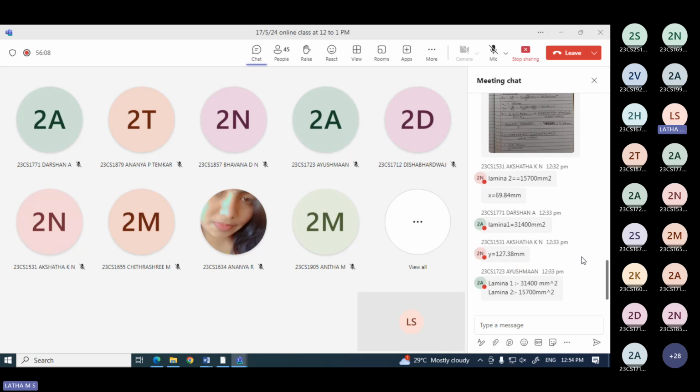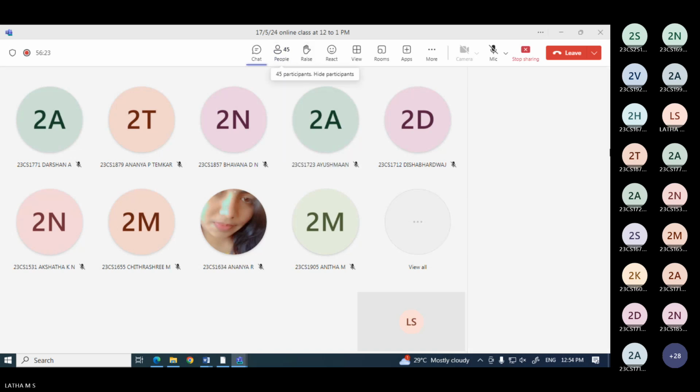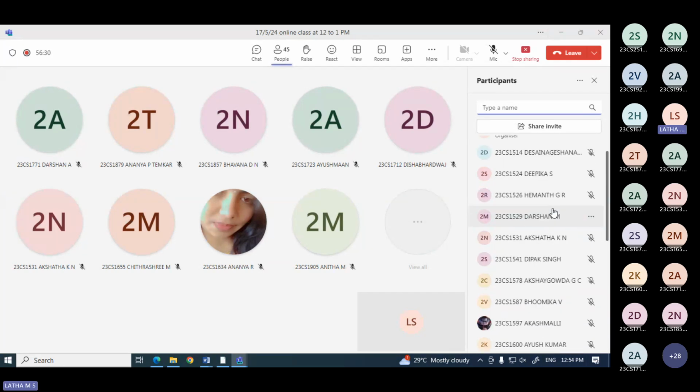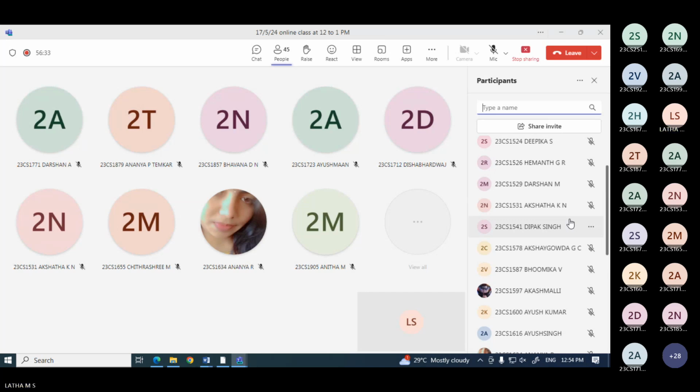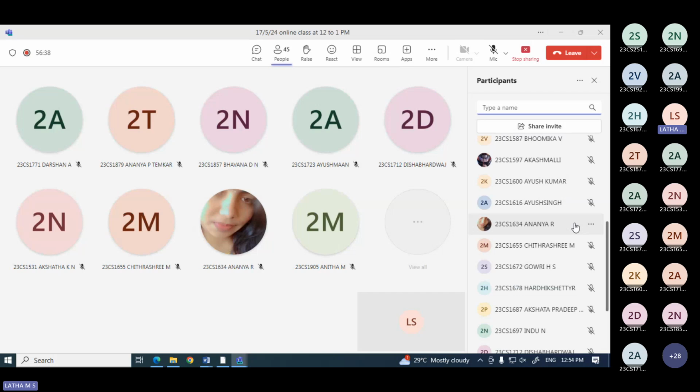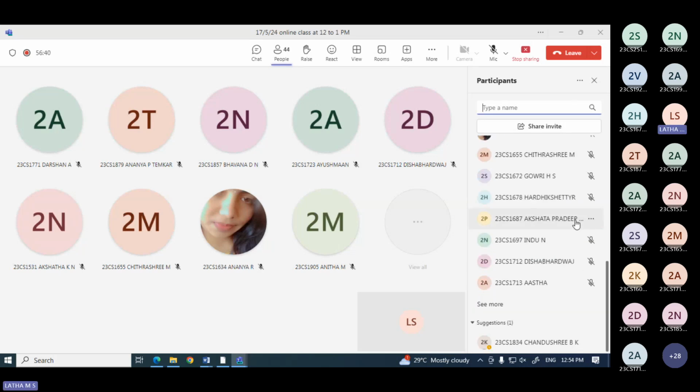Aishman, you're typing that. Akshata, you're typing. Where is it you're working? Where is your book and the photo image? What about the rest in the class? Nagesh, Deepika, Hemant, Darshan, Deepak, Aish Gowda, Bhumika. Just like that, they are in class. This will not count for your attendance.